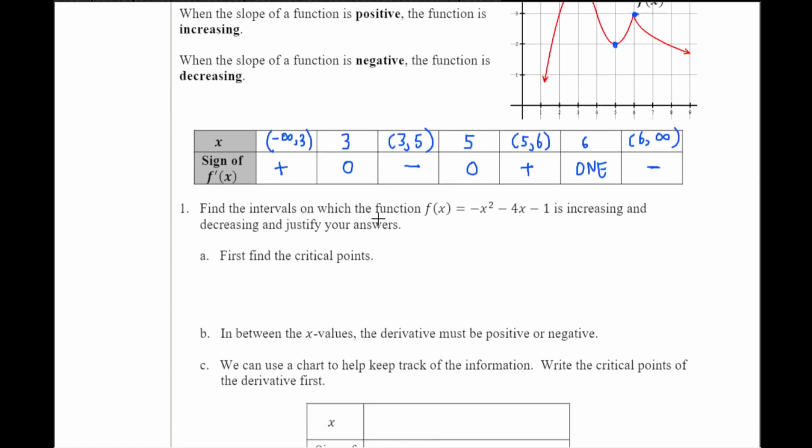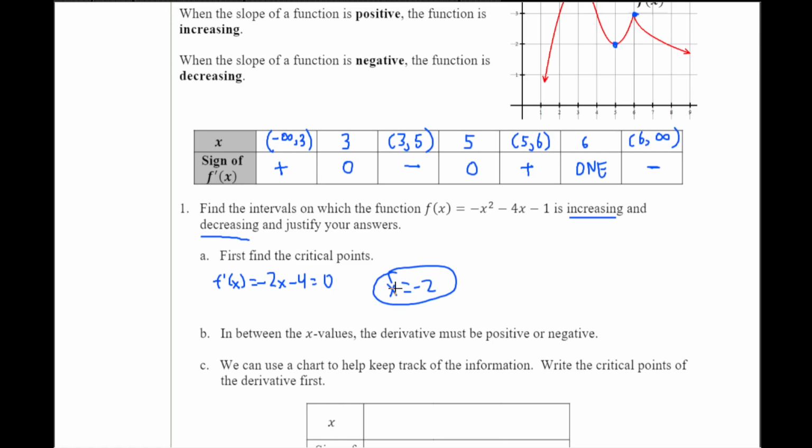Find the intervals on which the function f of x equals negative x squared minus 4x minus 1 is increasing and decreasing, and justify your answers. So if they're asking when's the function increasing or decreasing, you should think the first derivative. First, what you want to do is find the critical points. So calculate the first derivative and set it equal to 0. F prime of x is equal to negative 2x minus 4 equals 0. You solve for x, you get x is equal to negative 2.